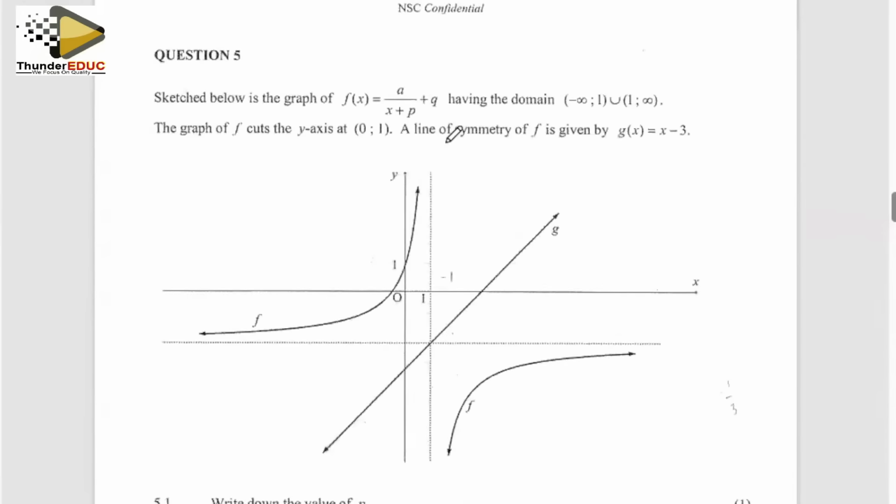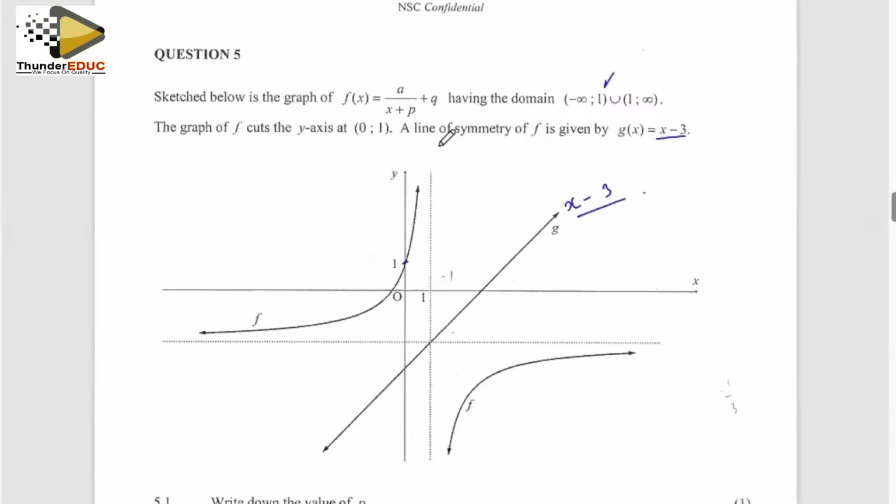Okay, then question 5. Sketch below is a graph of f of x, which is a/(x plus p) plus q, a hyperbola, having this domain between negative and positive 1. And then the graph cuts the y-axis at 0 and 1. Beautiful. And there's a line of symmetry, which is given. Okay, so that is y is equal to x minus 3.